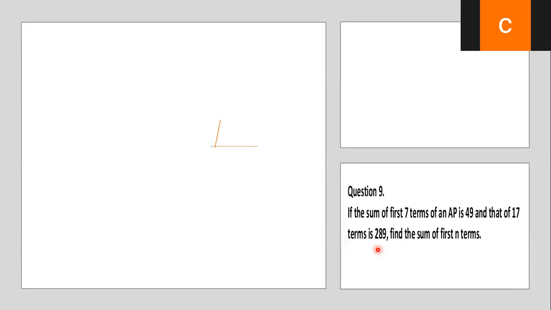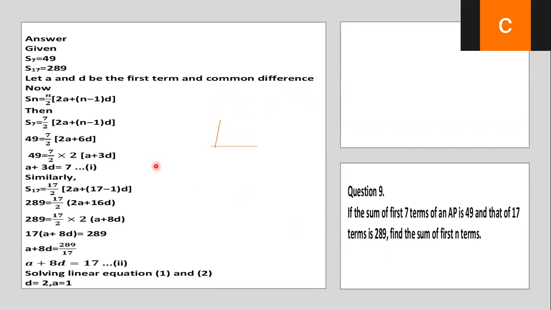49 is equal to 7 divided by 2 into 2A plus 6D. First one, S7, apply the value. 49 is equal to 7 by 2, here 2A plus N minus 1, 7 minus 1, 6D we are getting. Then in this equation I'll take out 2 common. Inside only A plus 3D will remain, and 2 and 2 will get cancelled. So we are getting A plus 3D is equal to 49 divided by 7, which is 7. This is equation 1.